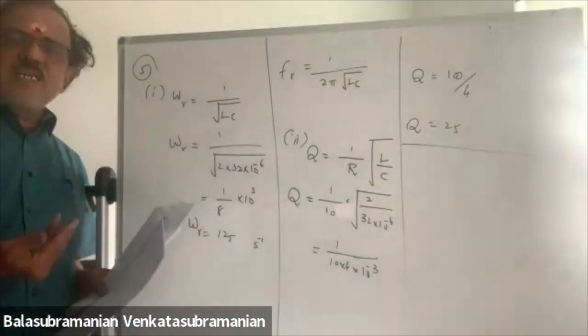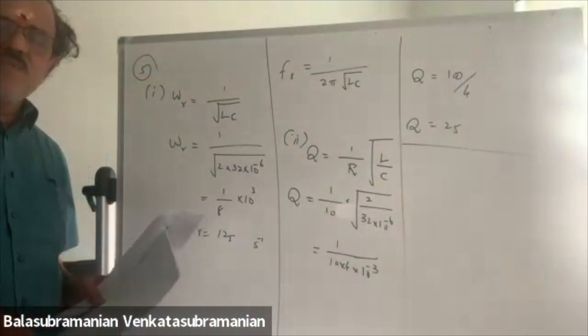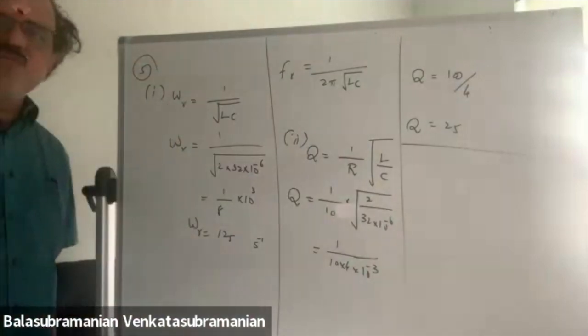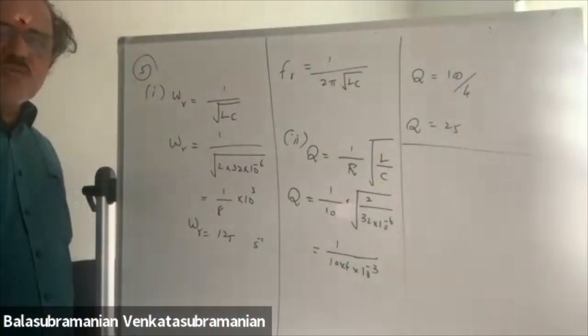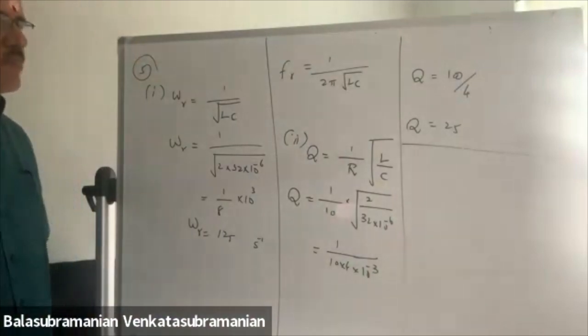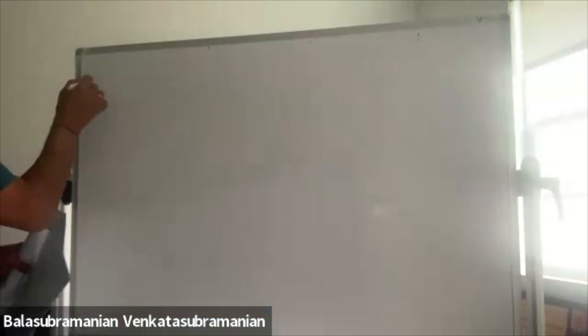Voltage across inductor or capacitor, anything you can write by applied voltage. So the value is Q is equal to 25. Okay, well, it is a ratio. So there is no unit here. Fine. Problem number 6.